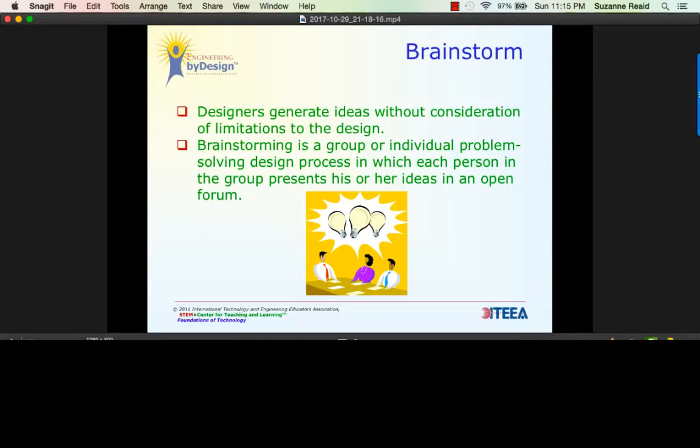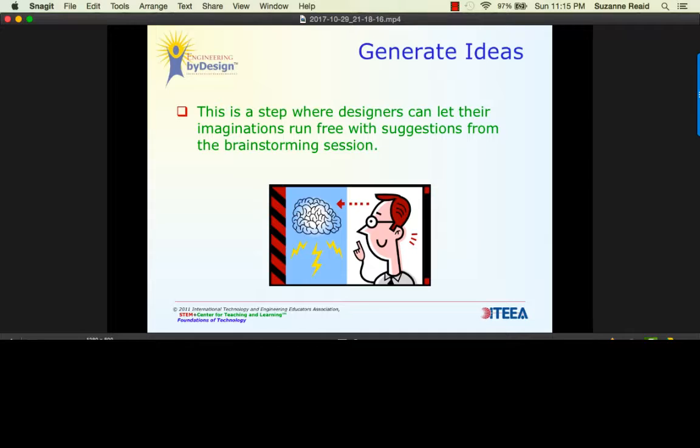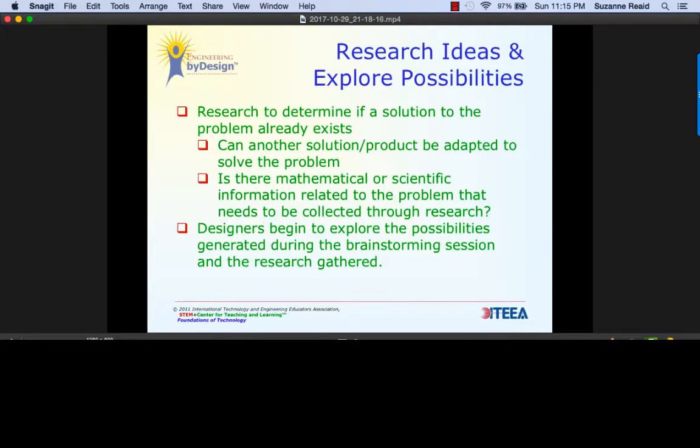The brainstorming process. The designers generate ideas without consideration of limitations to the design. You generate the ideas to let your imaginations run free with no constraints, given suggestions from the brainstorming session. Researching the idea. You research to determine if the solution to the problem already exists. Designers begin to explore the possibilities generated during the brainstorming session and the research gathered.